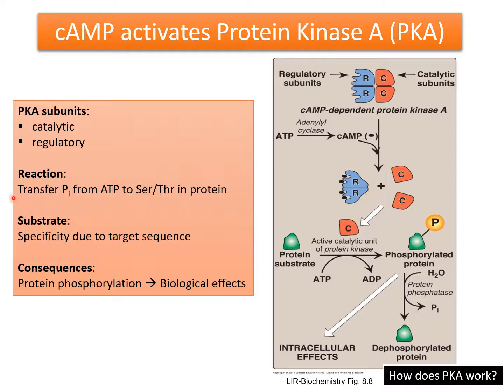He will ask about this. So the function of the catalytic subunit will be to transfer inorganic phosphate from ATP to a serine or threonine in a protein, and this is very important that it will be a serine or threonine. And all these catalytic subunits are a little bit different, and they target very specific sequences and very specific proteins to activate them. So you just don't get this widespread activation of all the proteins in your body. They are specific. Then we get biological effects.